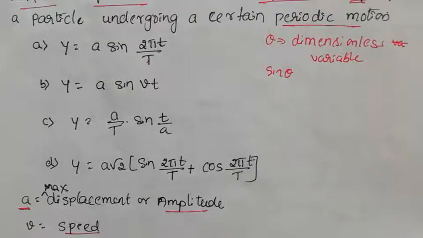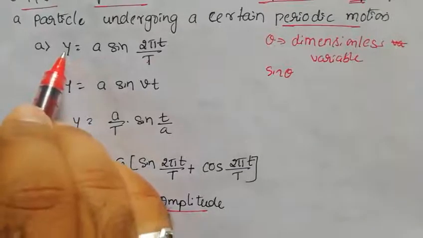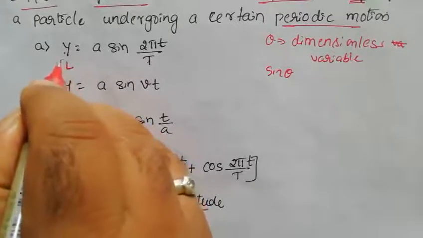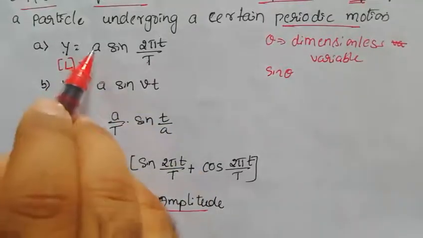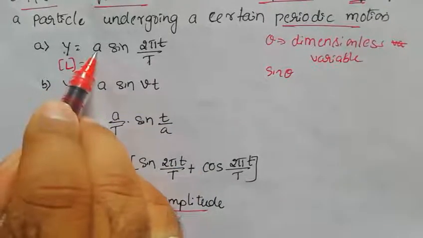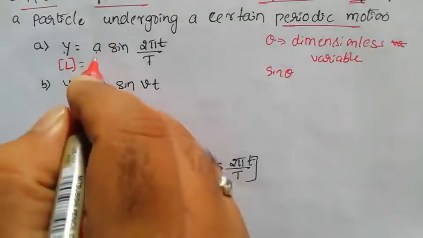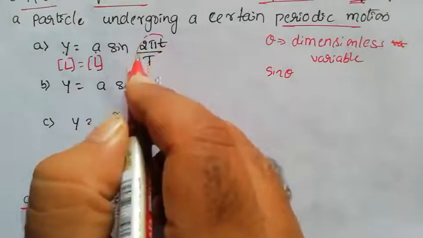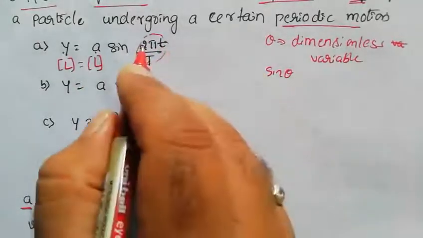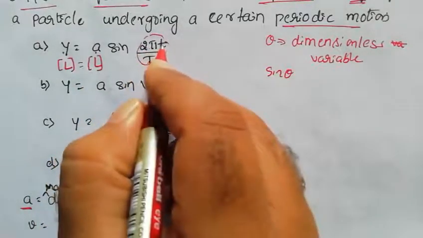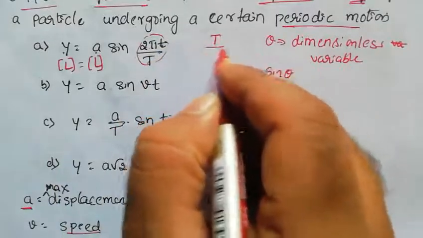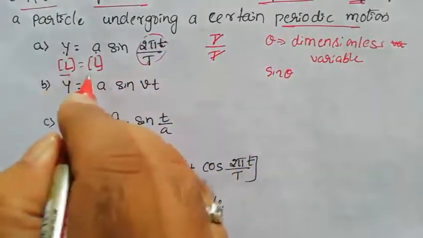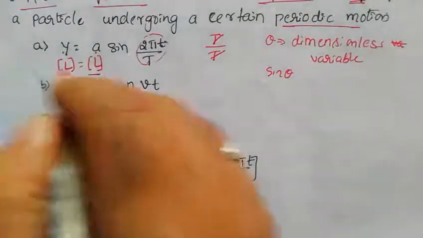So now look at the first equation. Left side, displacement, has dimensional formula L. On the right side, amplitude means distance, dimensional formula L, and sine theta must have no dimension. Now 2 pi is a constant, where numerator t and denominator T cancel. So left side equals right side, and this is dimensionally correct.